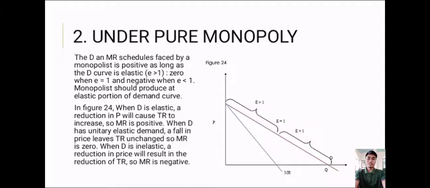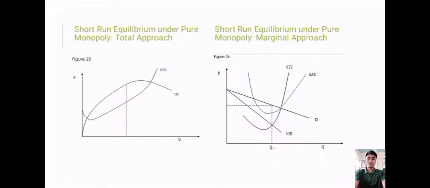Second, under pure monopoly. The D and the MR schedules faced by a monopolist: MR is positive as long as the D curve is elastic. In figure 24, when D is elastic, a reduction in P will cause TR to increase, so MR is positive. When D has unitary elastic demand, a fall in price leaves TR unchanged, so MR is zero. So these are the short run equilibrium under the monopoly, total approach, and these are the marginal approach.